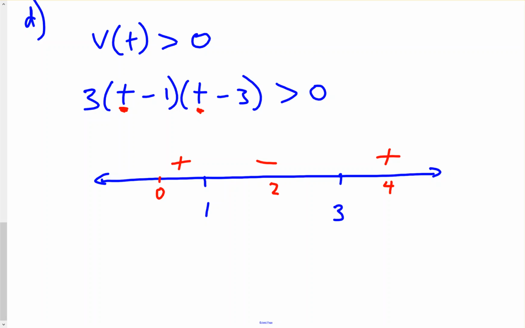Okay, so what does this mean? This means our particle is moving in the positive direction between 0 and 1, and it's moving in the negative direction between 1 and 3. Okay, so it's moving backwards, and then it's moving forwards again after 3 seconds.